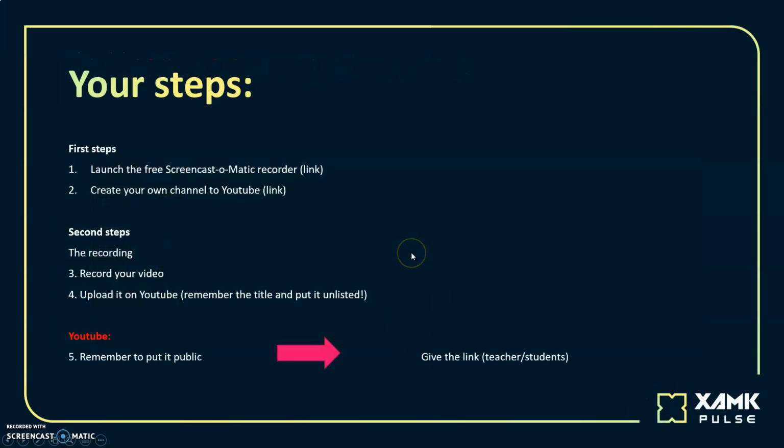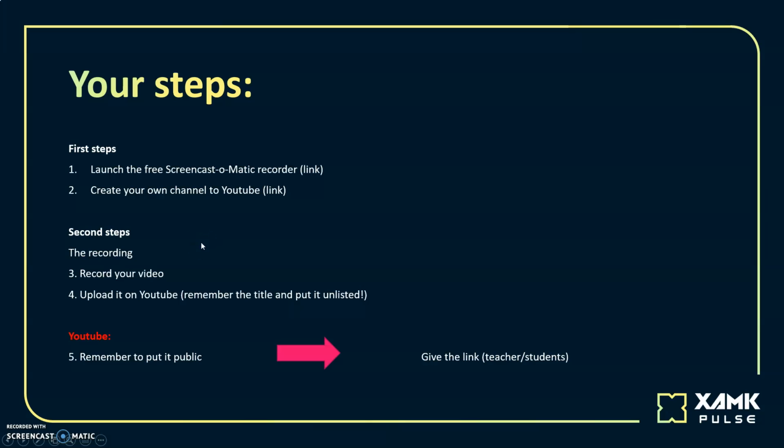So what are your steps? First, launch the free Screencast-O-Matic recorder. You don't especially need the licensed version. You can do quite a lot with this free recorder. And then you create your own channel on YouTube. For both of these, you can find a link at the end of this presentation.